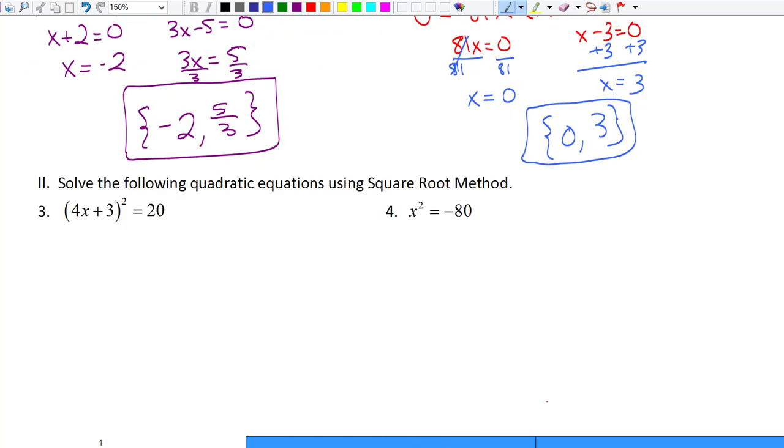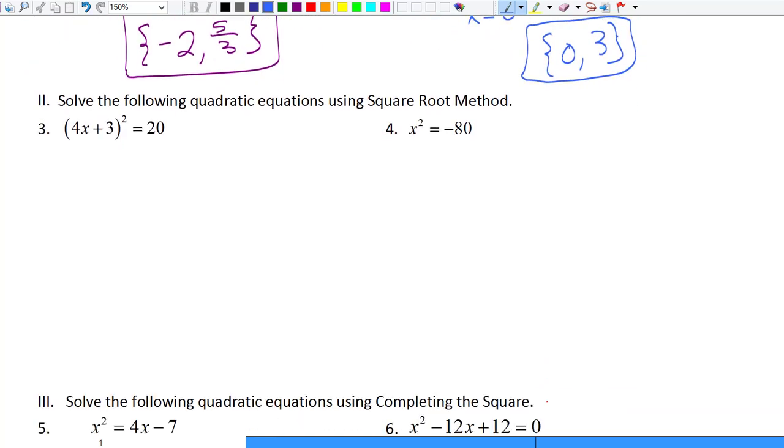Okay, so for the next section, it says to solve the quadratic equation by using the square root method. So I'm going to take the square root of both sides. First thing I want to do is make sure the square is all by itself, and it is. There's nothing being added or subtracted outside the parentheses or multiplied or divided. So I'm going to go ahead and just square root both sides right now. So that gets me 4x plus 3 equals the square root of 20. Now, whenever you take the square root of both sides, you have to put the plus or minus part in the front.